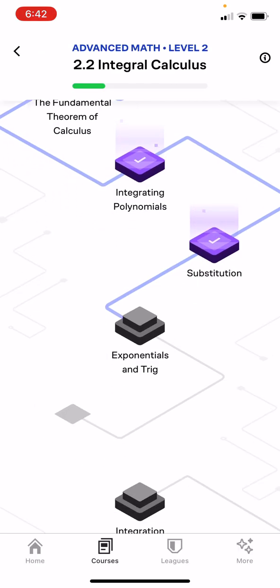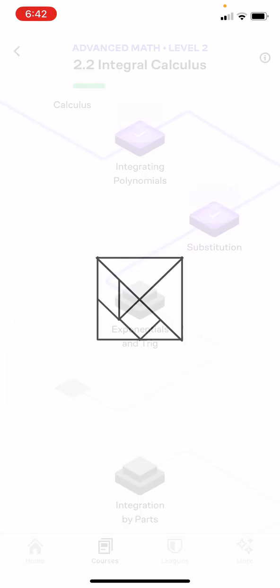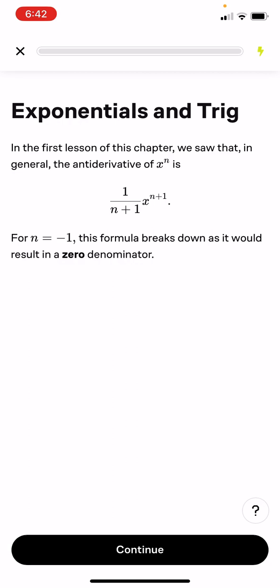That was a quicker lesson. So let's do exponentials and trig. Dabble with transcendental integrals. See if this will be quicker, hopefully.